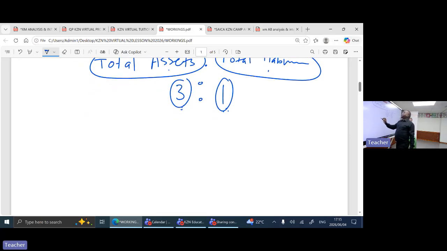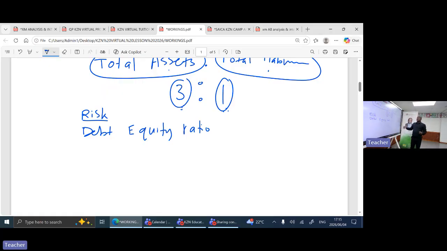The other indicator will be risk, right? Under risk, we only have one, which is called debt equity. You see that debt equity is a standalone ratio. It doesn't fall under liquidity ratios. The debt equity ratio checks the risk of the business. Sometimes this is called creditworthiness. It checks creditworthiness in the business, right?